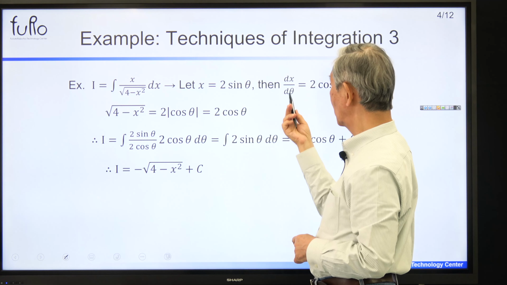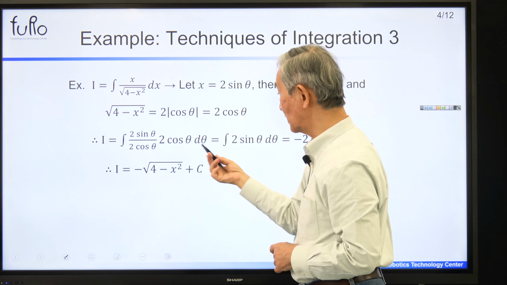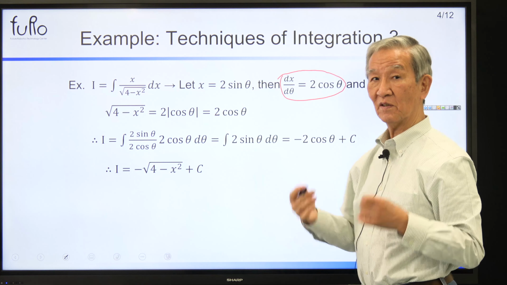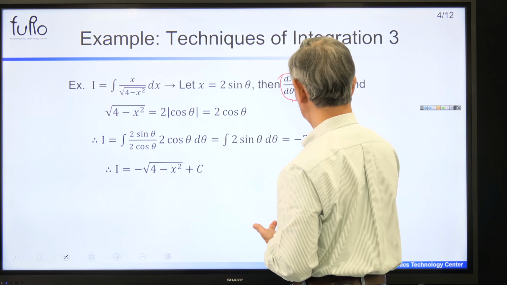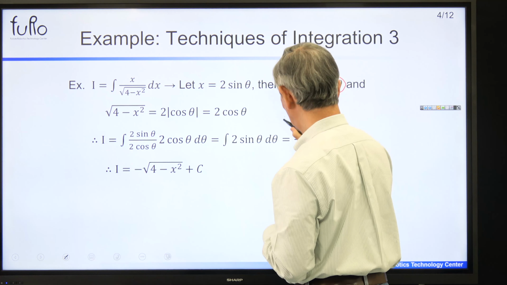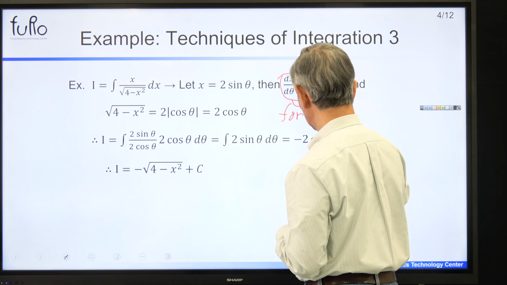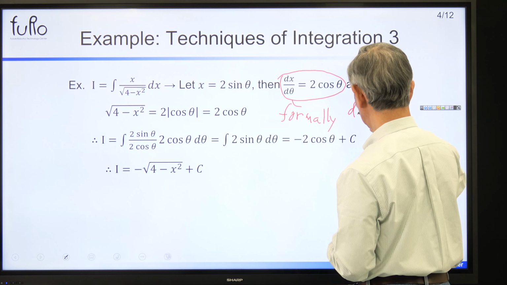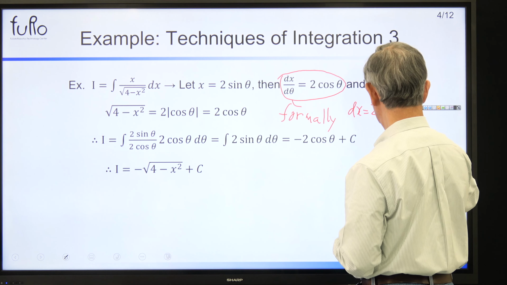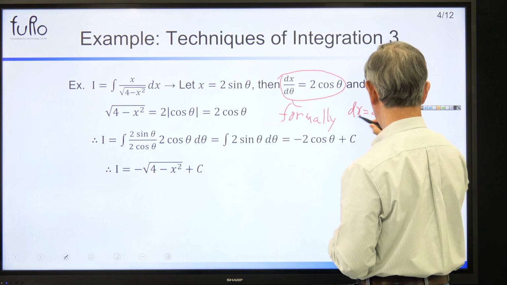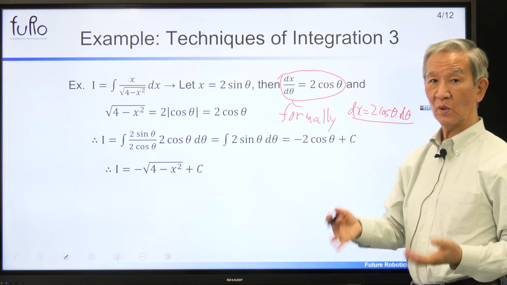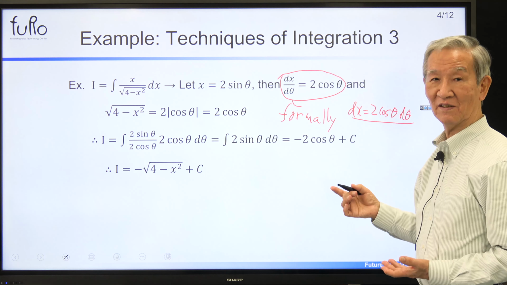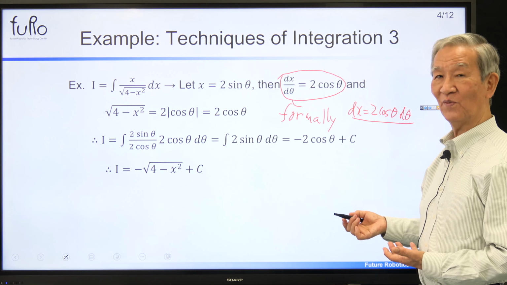And for dx, dx/d theta is 2 cosine theta. Once again, this is the reverse of rule C. Formally, what we can do is dx equals 2 cosine theta d theta. Okay, this is not really true, but you can do that. This is an unofficial, useful rule for engineers.